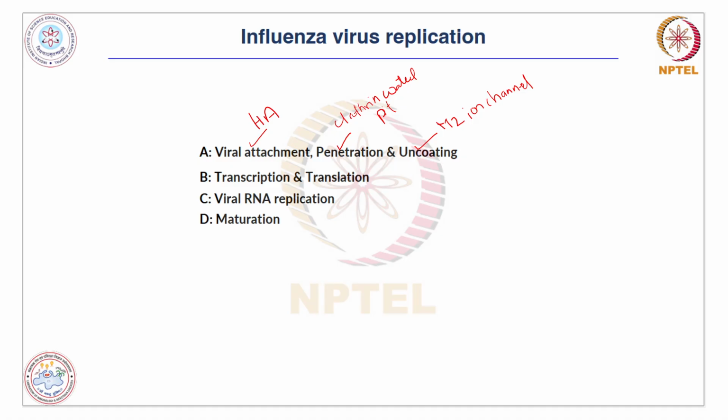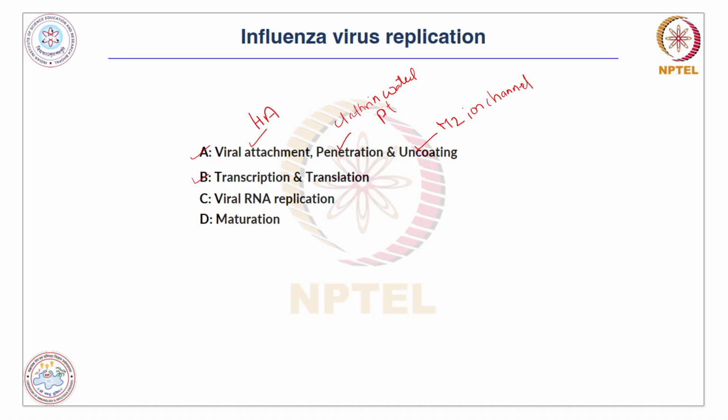Once the viral assembly is uncoated, the next work is to do the transcription and translation. As we have seen, influenza virus is a negative sense RNA virus, so its genome cannot be directly translated into proteins. And this virus has its own RNA dependent RNA polymerase complex. This enzyme will transcribe the negative sense into positive sense mRNA. Then this can replicate inside the nucleus. So the second stage is transcription and translation.